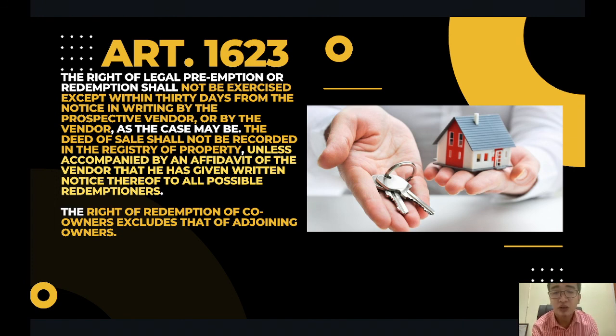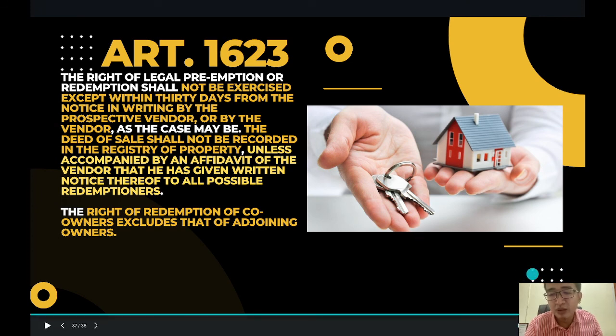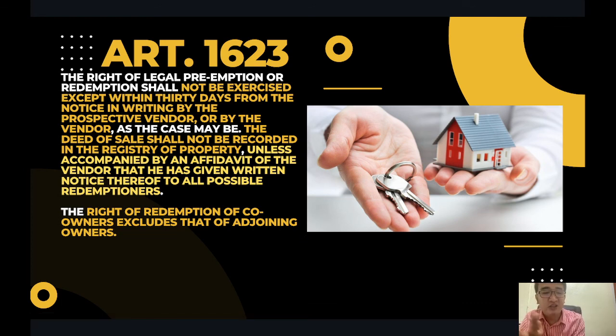So this is what you can do to exercise your right of redemption or right of preemption. How? You first give notice in writing. Okay, you give a notice in writing that you are exercising your right of redemption or preemption. After that, if nabenta mo na, you are to execute an affidavit that you have given a written notice to all possible redemptioners. Sino yung all possible redemptioners? Lahat ng adjacent owners, lahat ng katabing lupa. Nabigyan mo ng notice. Why? For them to contest your claim. Kung gusto din nilang gamitin yung lupa, pwede din nila kasing gamitin kasi adjacent owners din sila.